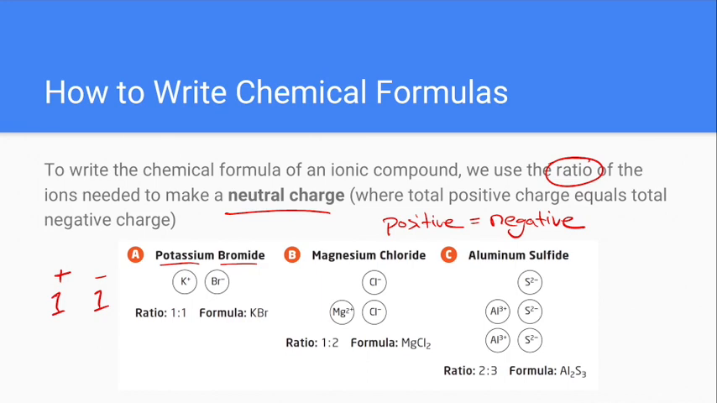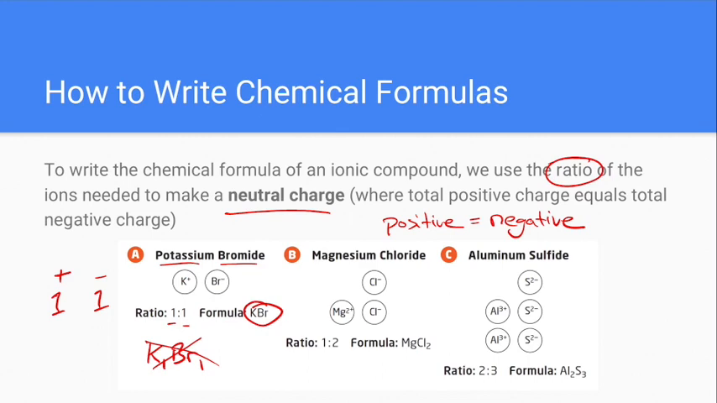So we have 1 potassium, it's +1. Bromine is -1. So to be neutral, we need 1 potassium and 1 bromine. Therefore, the formula is going to be KBr. We're just going to put both chemical symbols next to each other. This could also be written as K1Br1, of course, because there's 1 potassium for every bromine. But we're not going to do that. We're just going to, by convention, say KBr, and we'll know that the 1s are in there just by convention.